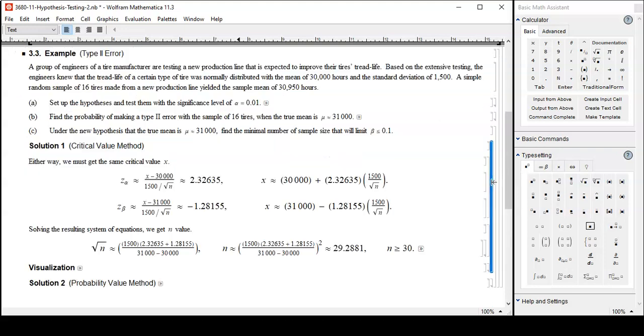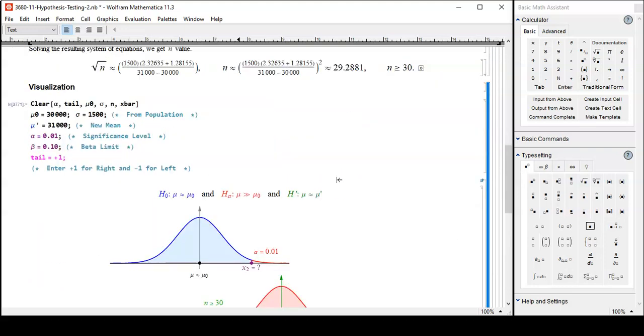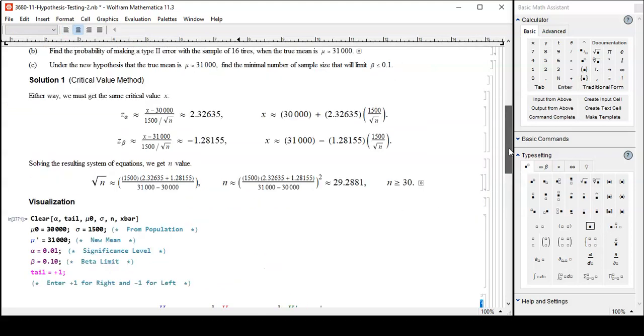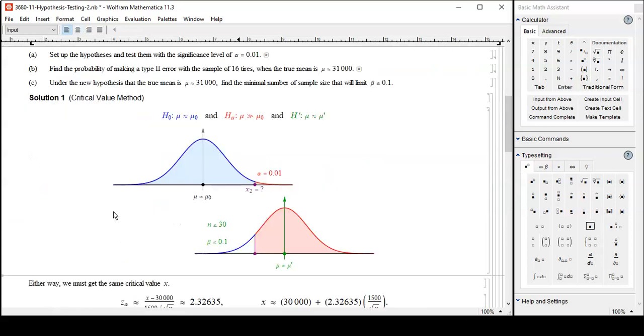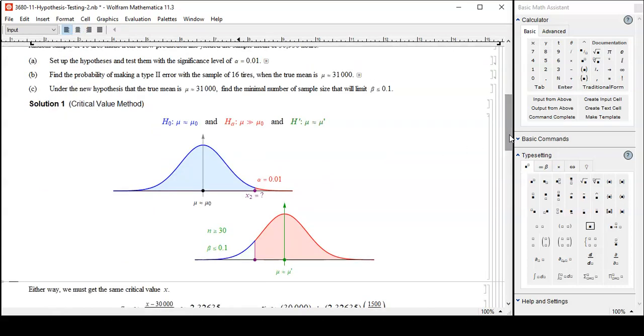How does it work? Let me show you the visualization first. It works like this. First picture, the same as before, 99%, 1%. And this time, this mu prime has to be sufficiently far away that this beta, which is aligned here, same critical point, this beta has to be 10%, excuse me.